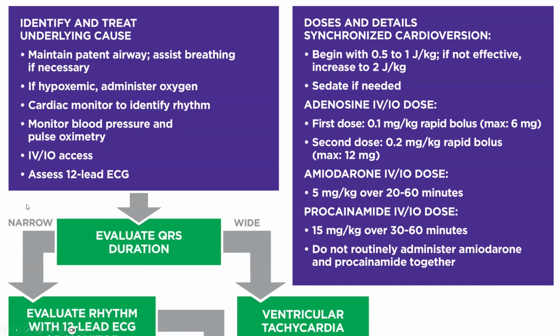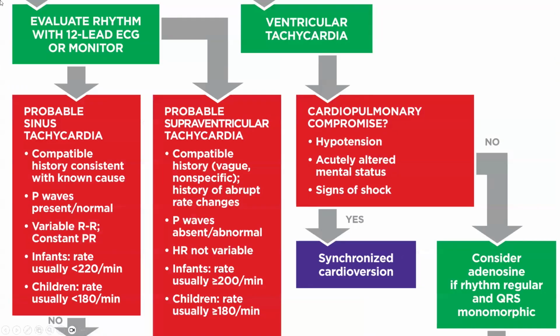And once you have a tachycardia, look at QRS duration, narrow or wide. If it is narrow, evaluate rhythm with a 12 lead EKG. If you think it is probable sinus tachycardia, check the history to see whether it is consistent, and whether there are P waves in front of the QRS complex. Variable RR intervals are usually seen in sinus tachycardia. On the contrary, in SVT, the RR interval is constant.